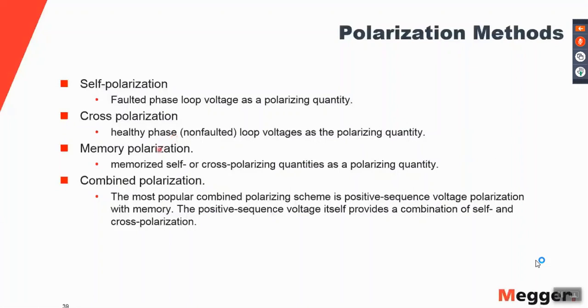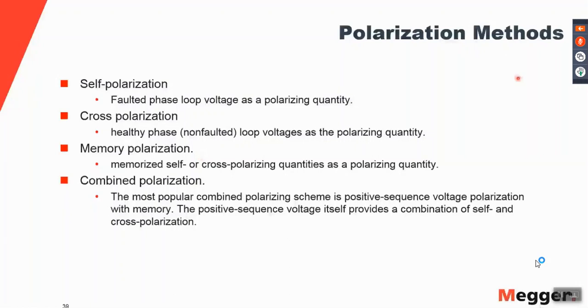In other cases, they use memory polarization. One of them is memory self-polarization, which what it does is, at the moment of the fault, it goes back one cycle or two or three, depending on the algorithms that you're using, and uses that value of the voltage that resides in the memory as the polarizing quantity.